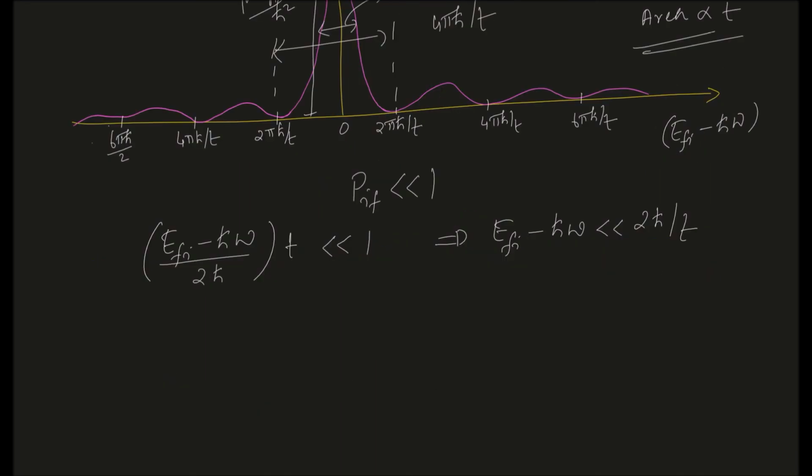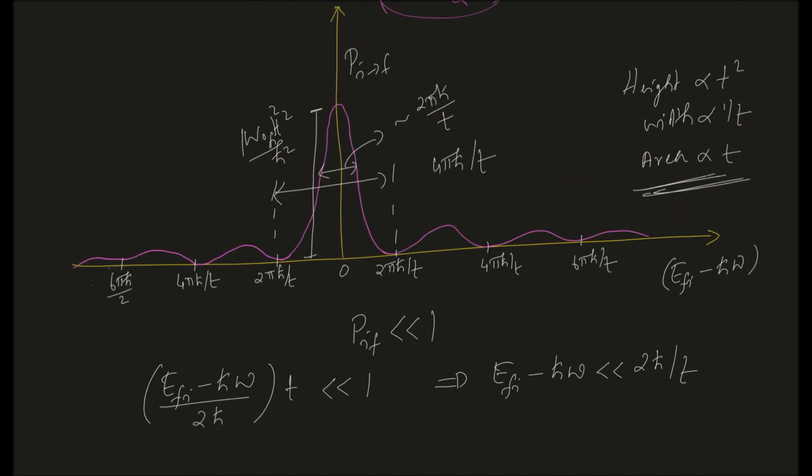So since the height is proportional to t square and the width is inversely proportional to time, we have seen that the area under the main curve is proportional to time t. So that means the probability of finding this system in state f is proportional to time t. So that means if you keep the perturbation on for a long duration, you will get an increased probability of finding the system in some final state f.